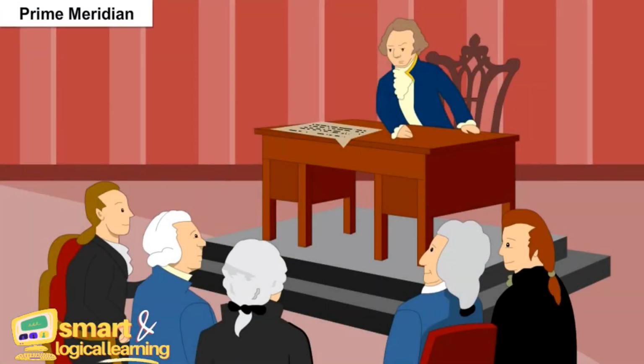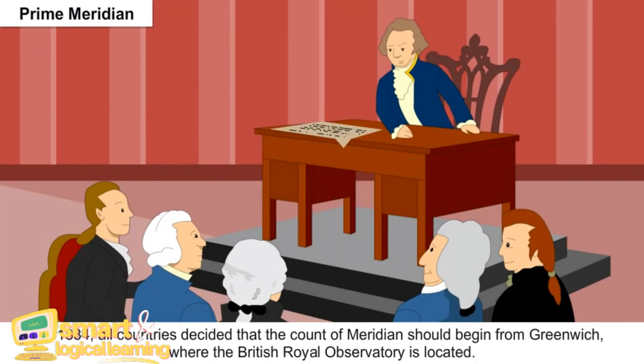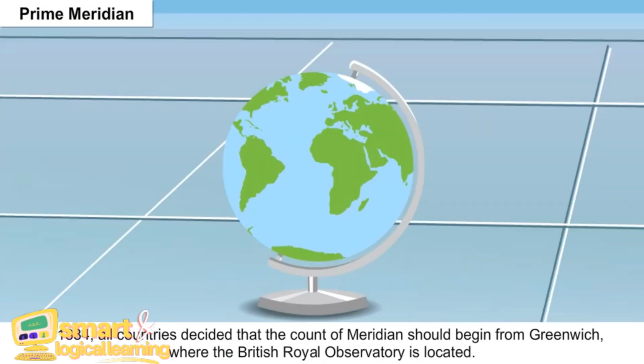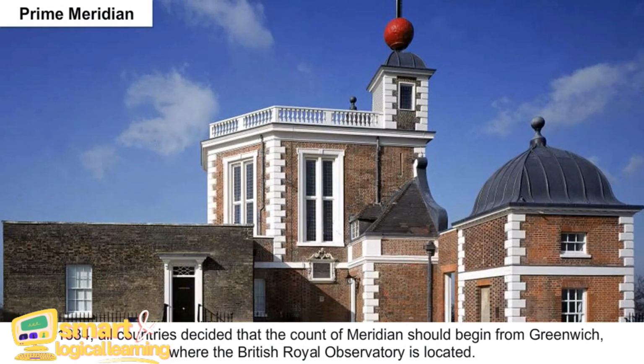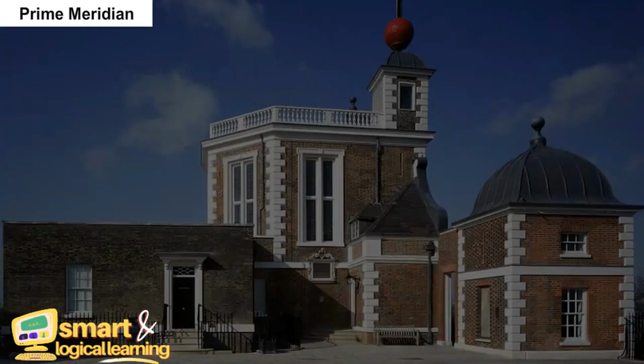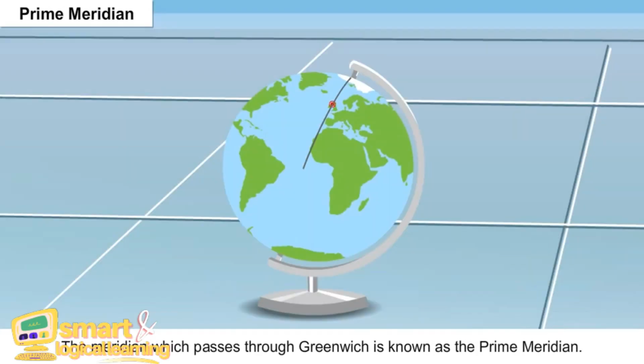Prime meridian. In 1884, all countries decided that the count of meridian should begin from Greenwich, where the British Royal Observatory is located. The meridian which passes through Greenwich is known as the prime meridian.